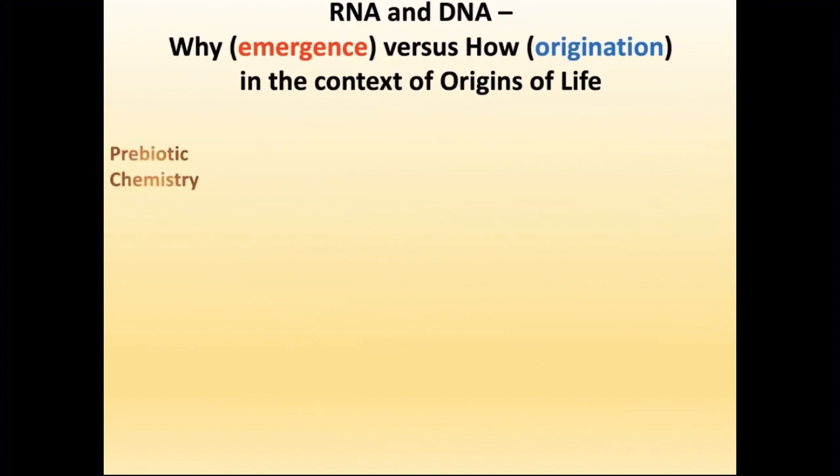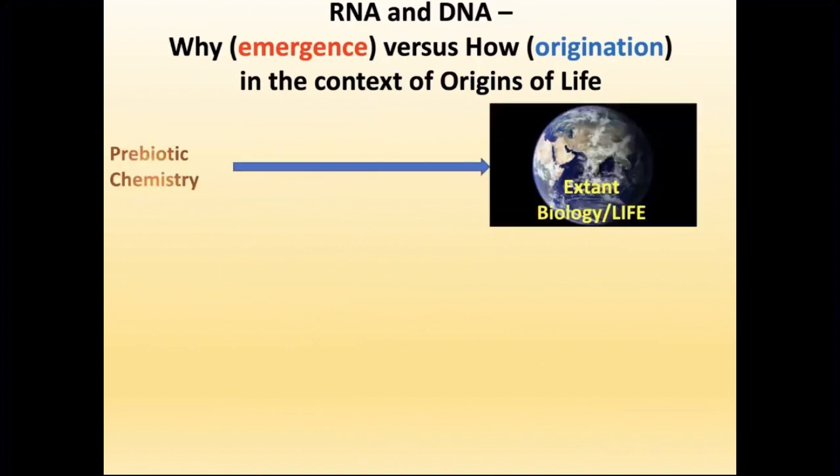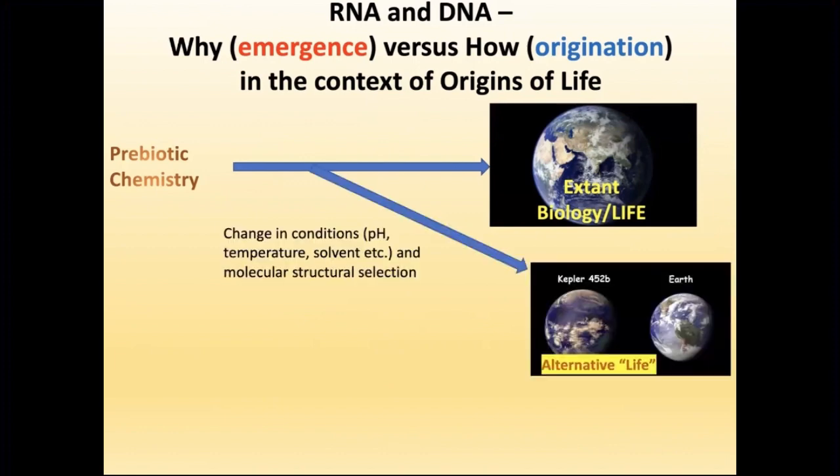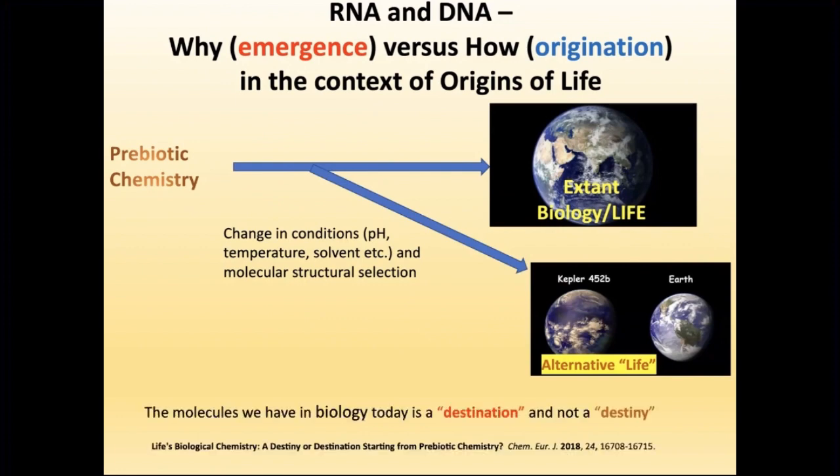So in the final slide, what I just want to inform you is that, when we look at these types of chemistries, we are obviously biased by what life is today, but if you change the conditions, or pH, or change the temperature or the solvent, you will go to a completely different solution. And that is of interest to us. Are we alone? Are we the only life that is known in the universe? So what I want to end up with is saying that the molecules in biology that we have are a destination, and they are not a destiny, because if you change the conditions, you will come up with a different solution.